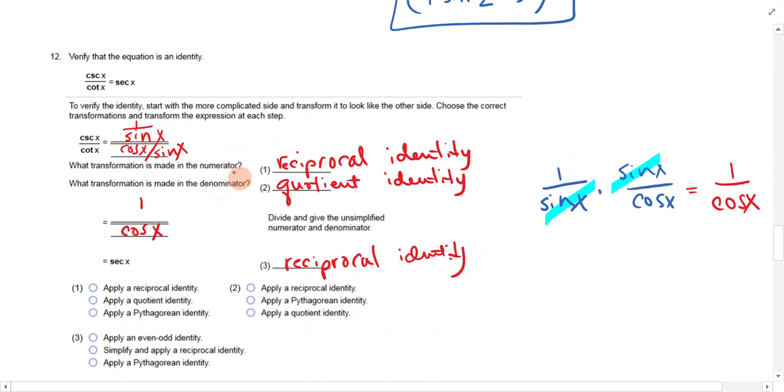What transformation is made in the numerator? Well, that's reciprocal identity. I can't tell how they have the choices, but that's what we're saying. And then in the denominator, that's a quotient identity. Okay? And then when you actually divide, you get 1 over cosine x, which is equal to secant x. That again is reciprocal identity. So they're having you do the pieces and just remember what kind of identities those are.